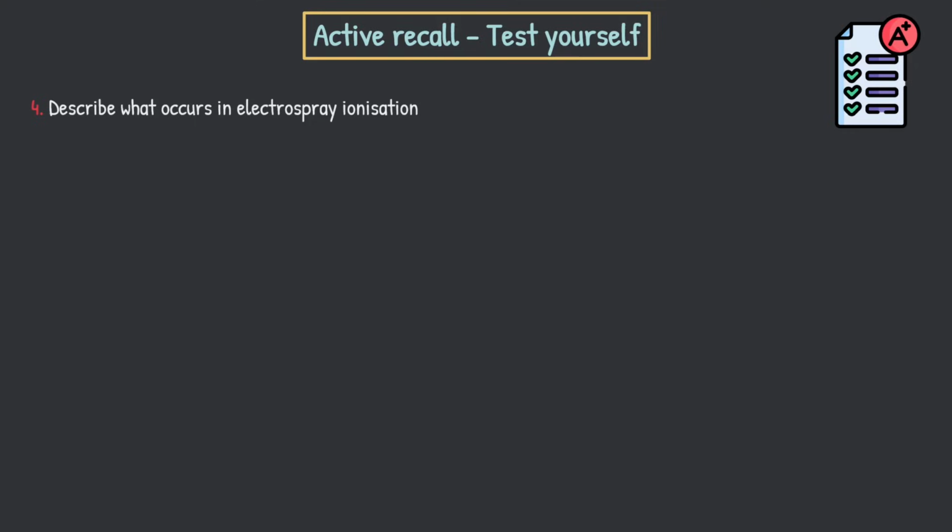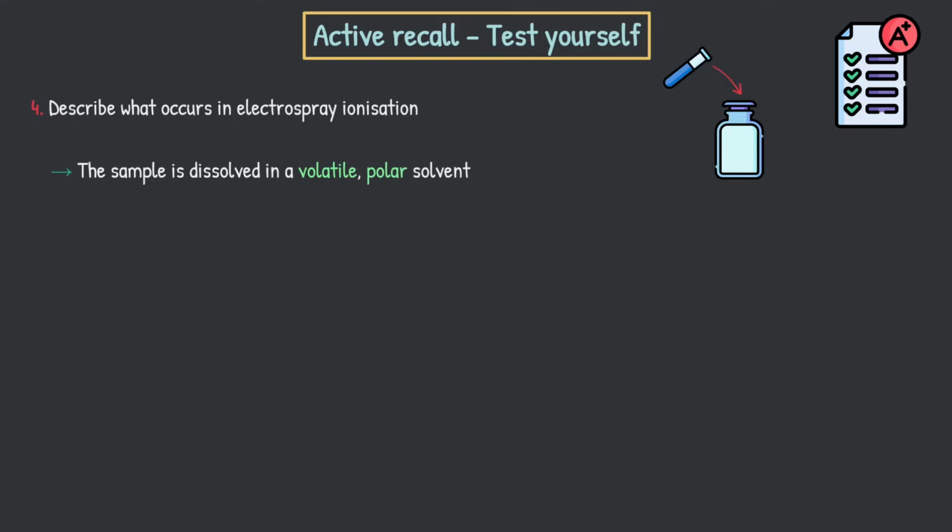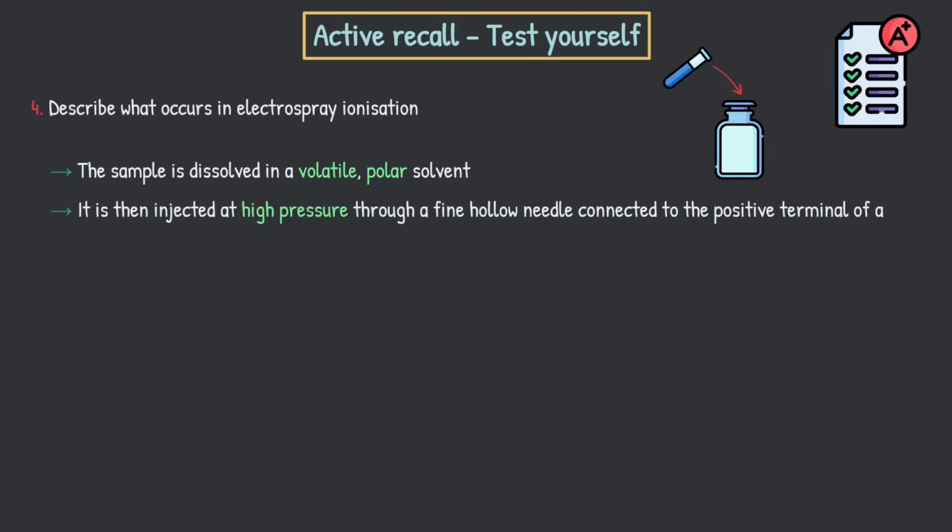Describe what occurs in electrospray ionization. So there's multiple points you need to get here, multiple keywords in order to get all the marks. So in electrospray ionization, the first step is going to be that the sample is dissolved in a volatile and polar solvent. Okay, volatile and polar, those are our key words. Now, once it's been dissolved, it's then injected at high pressure through a fine hollow needle, which is connected to the positive terminal of a high voltage supply.